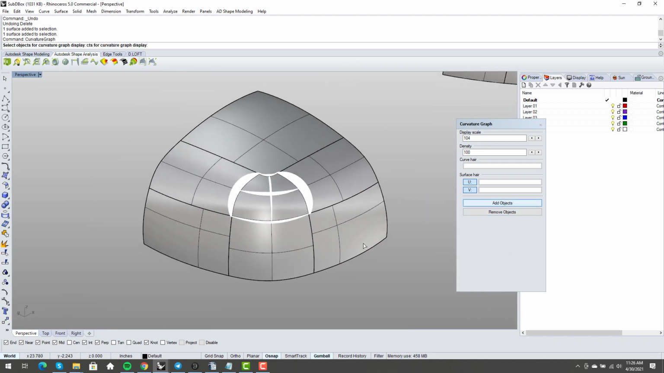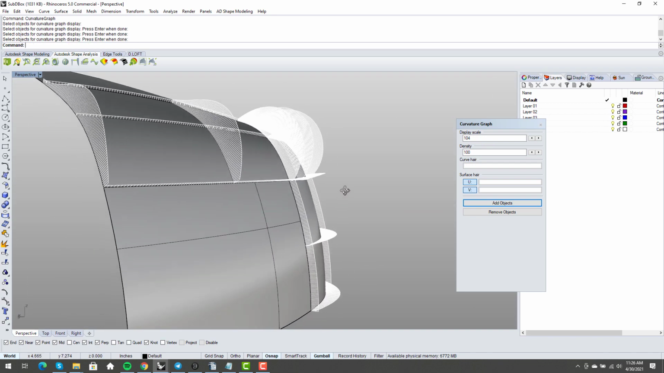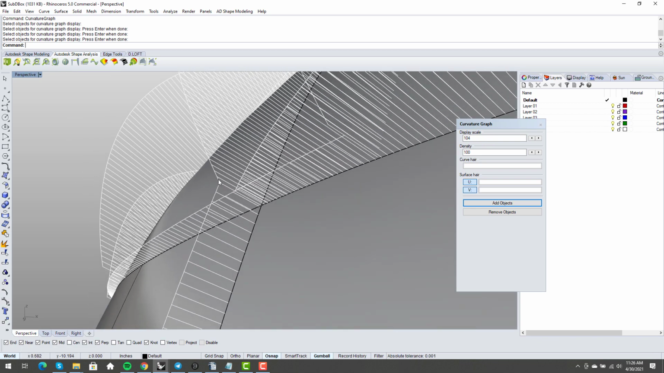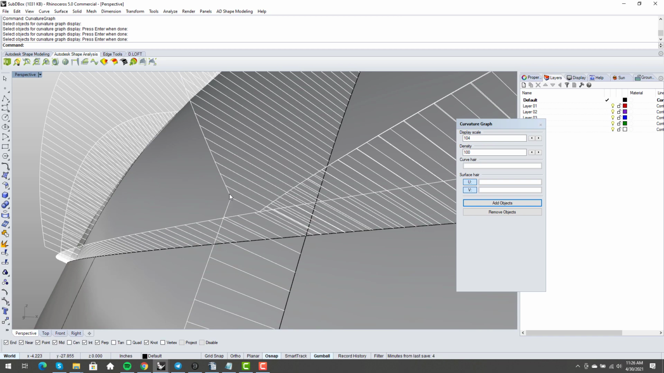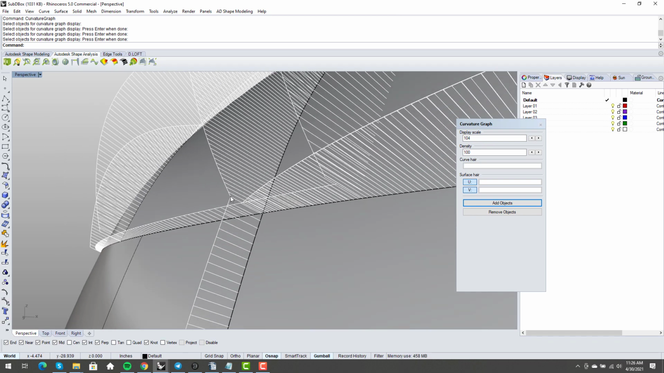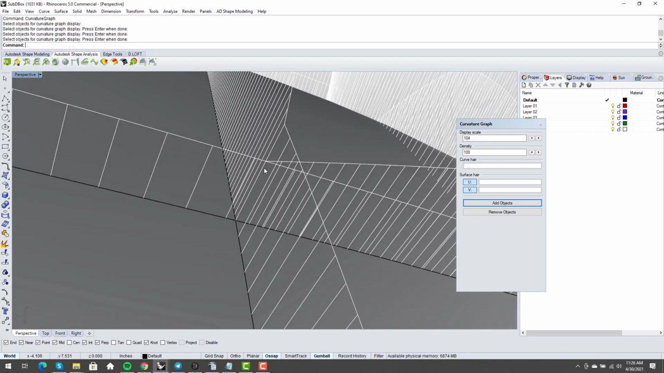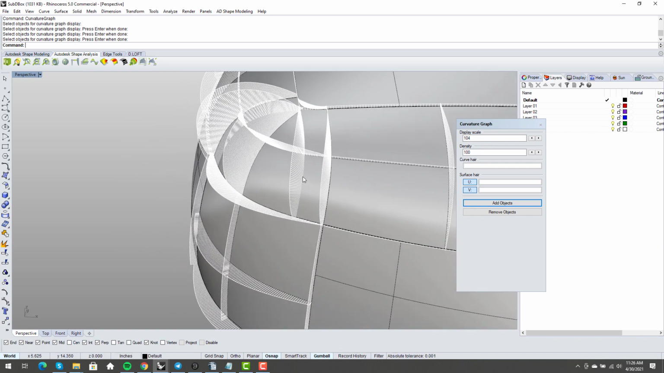I can also add these objects here. Let's grab these. And you can see that, look right here, you've got curvature here, and then you can see visually, look, the corners meet. That's what G2 curvature continuous looks like. And these corners meet here. So this is all what you would expect.